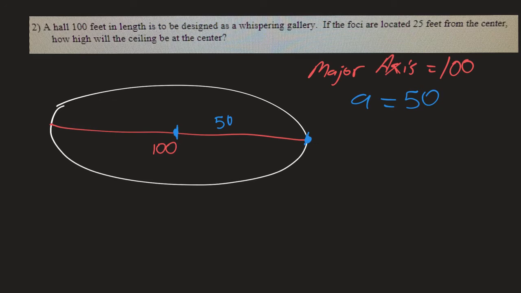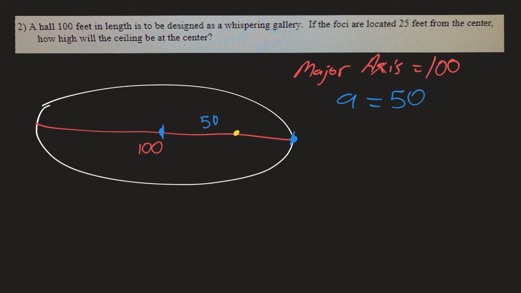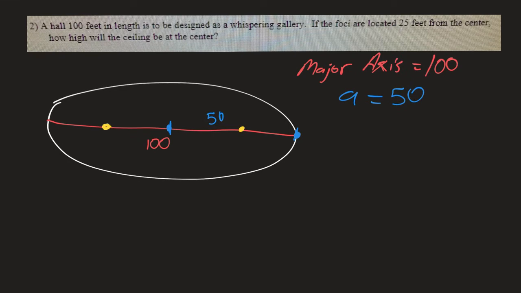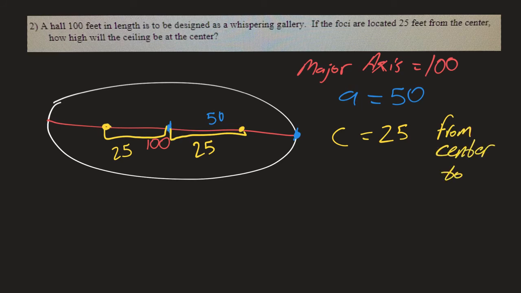And of course, there are two locations that are foci or focuses for my ellipse, one on either side of that center. Okay, just a little basic stuff about the ellipse. Right, so the focus is located 25 feet from the center. So each of these distances right here is 25 feet. Okay, and so we know that from the center to the focus is 25 feet, which is actually letter c. Okay, so these are from center to focus.